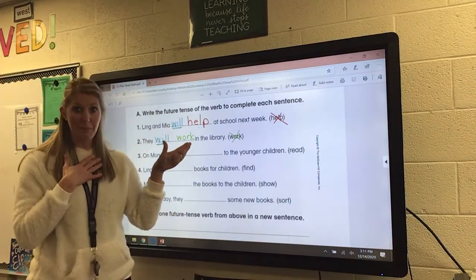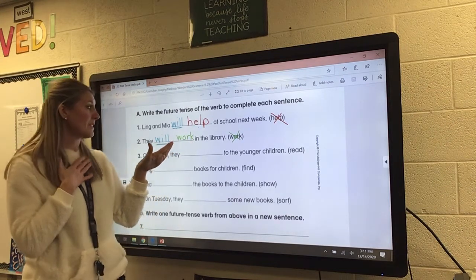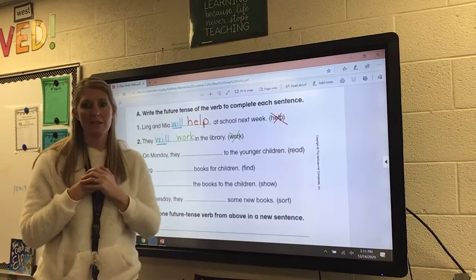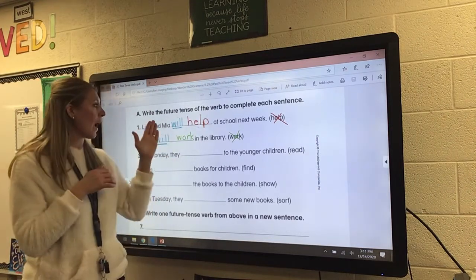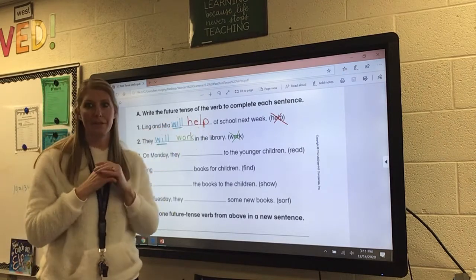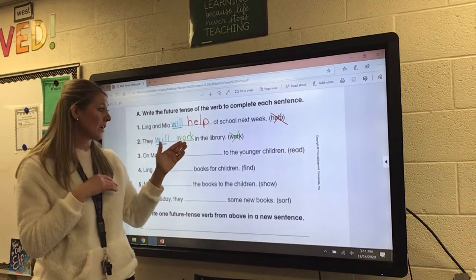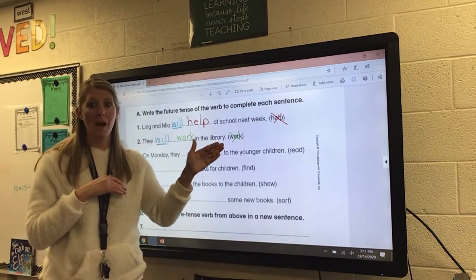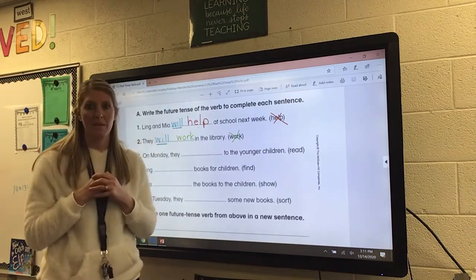Mrs. Murphy will do an example. I'm not going to write it, but I will say an example. Mrs. Murphy can say, I will help the second graders. Or I will help my mom. Or I will help my sister. Or I could write a sentence, I will work on my grammar. I will work on my math.